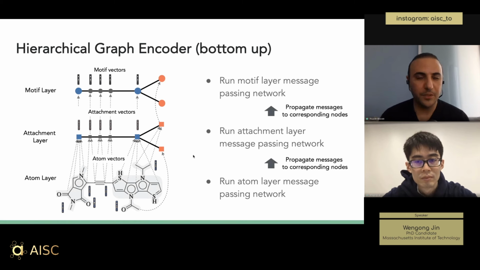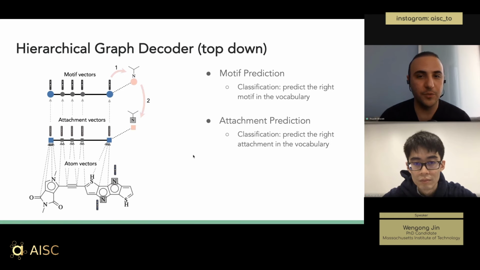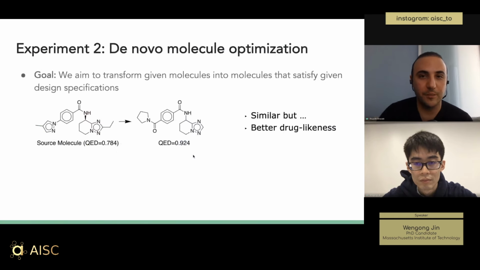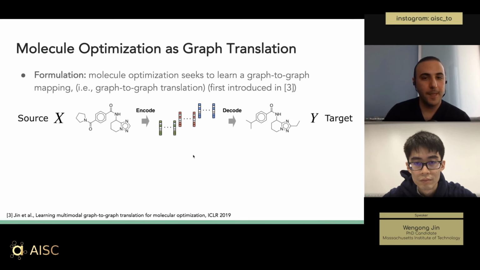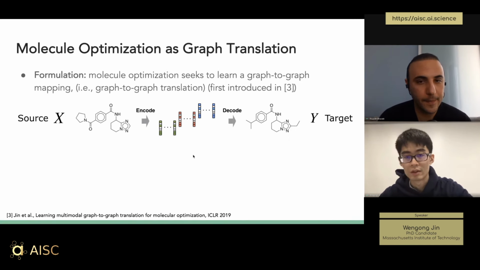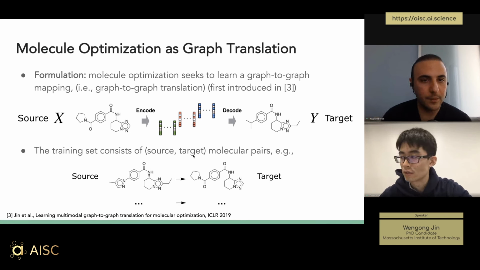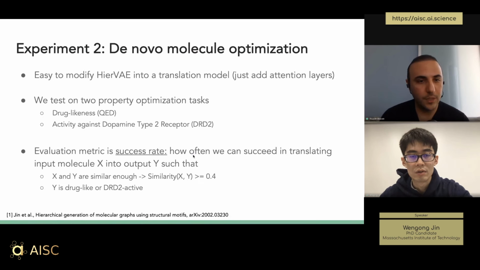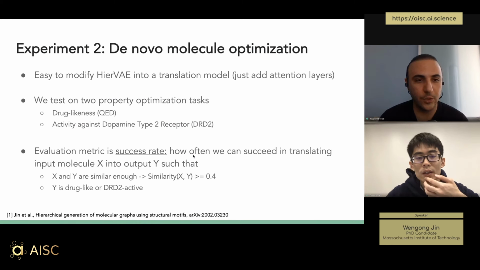Slide number 36, experiment 2, de novo molecule optimization. If you can please go to that slide. Yes, I think it's the molecule optimization experiment 2. Here you're suggesting that you're going to use properties to optimize the structure. How are you introducing this information into your generation model?